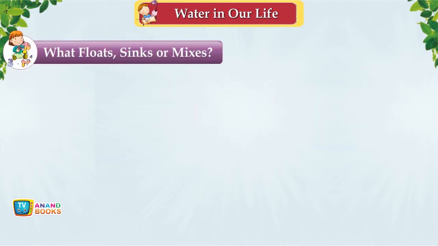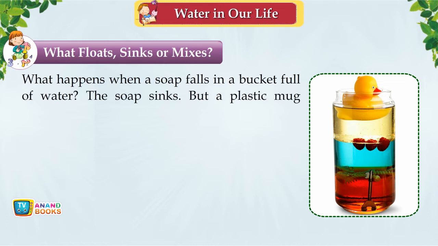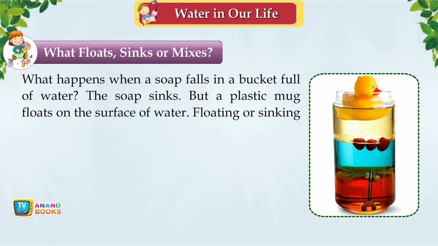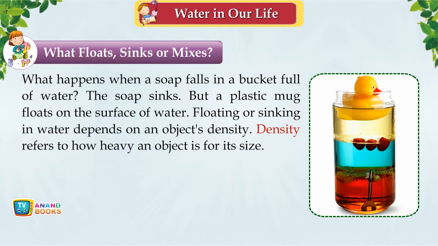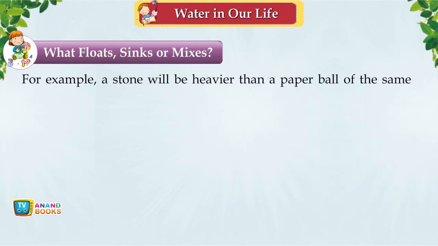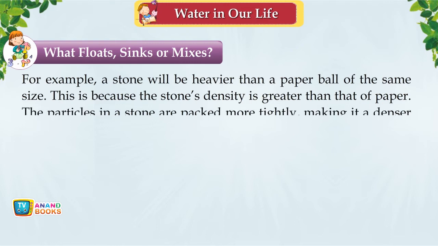What floats, sinks, or mixes? What happens when a soap falls in a bucket full of water? The soap sinks, but a plastic mug floats on the surface of water. Floating or sinking in water depends on an object's density. Density refers to how heavy an object is for its size. For example, a stone will be heavier than a paper ball of the same size. This is because the stone's density is greater than that of paper. The particles in a stone are packed more tightly, making it a denser material.